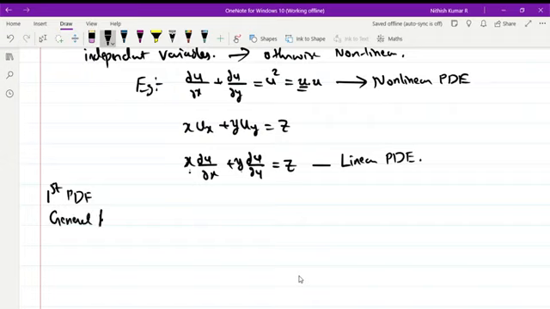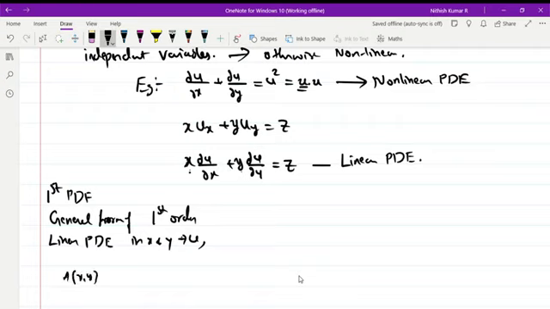So the general form of a first order linear partial differential equation in x and y for the unknown function u is given by a of x comma y into ux plus b of x comma y uy plus c of x comma y u, which is equal to d of x comma y. Observe that the coefficients depend only on the independent variables x and y.